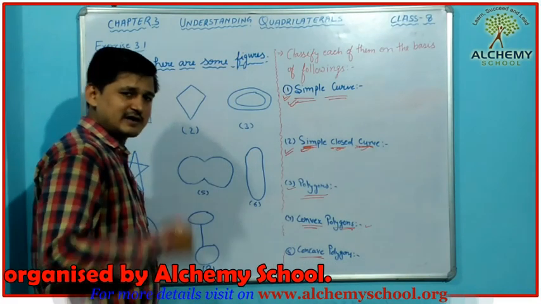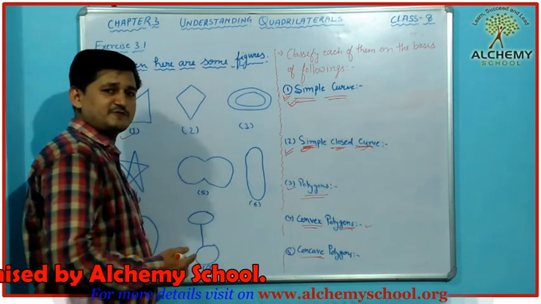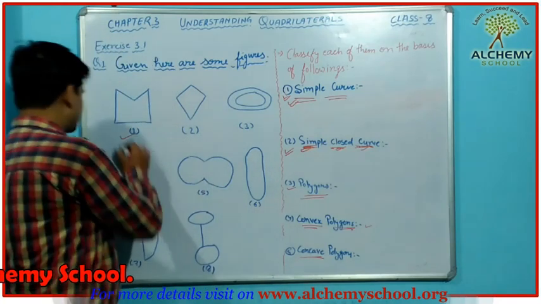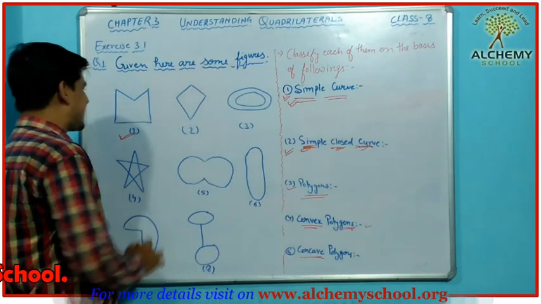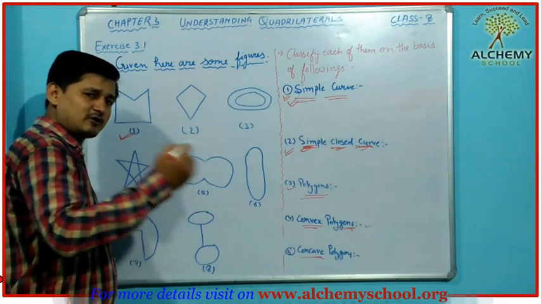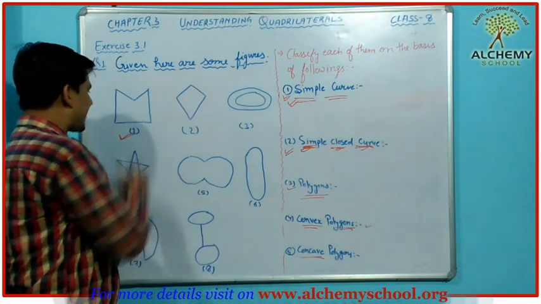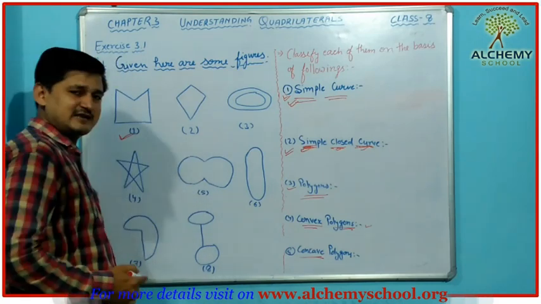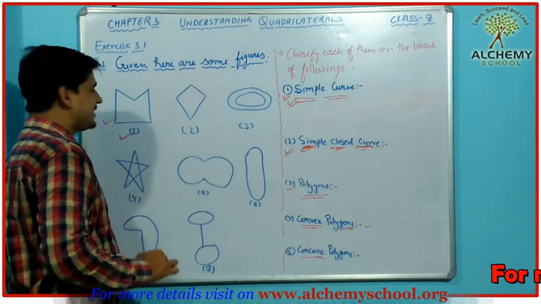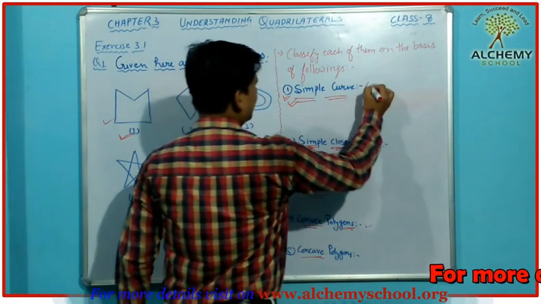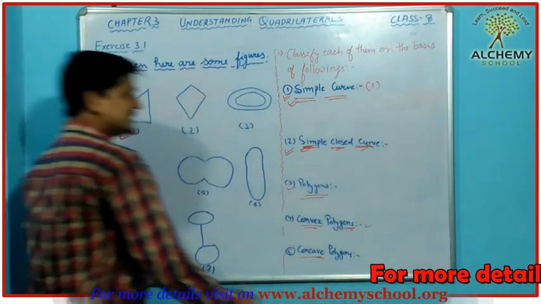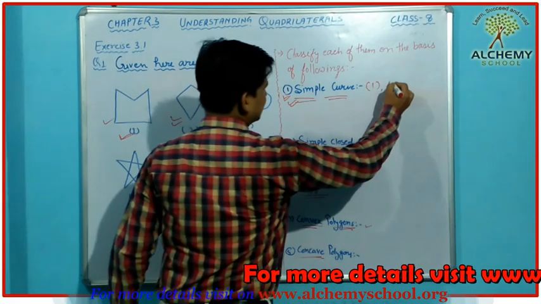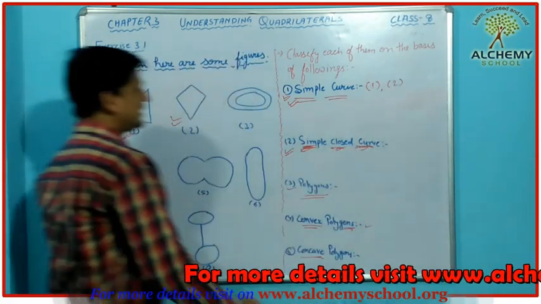Let's observe the figures and decide which figure is a simple curve and which is not. When we observe the first figure, can we say that this figure can be made without lifting the pen? Yes, this figure can be made without lifting the pen and it does not cross anywhere. So this is a simple curve. We can write here, figure 1 is a simple curve. The same thing applies for the next figure also. So the next figure is also a simple curve.